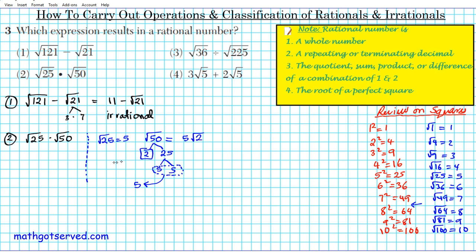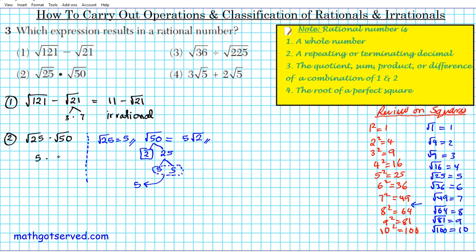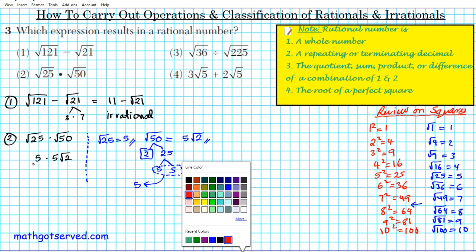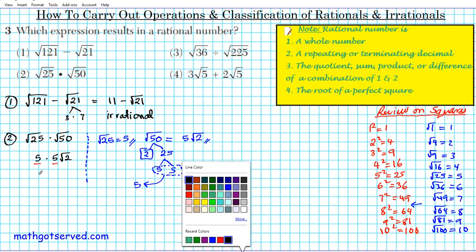Now that we have our 2 radicals simplified, we're going to insert them back into the problem. So we have root 25 is 5, times root 50 is 5 root 2. Now to multiply these two numbers, you multiply radical with radical and integer with integer. In this case we have two integers here. We're just going to multiply 5 and 5 together, and your answer will be 25 root 2.